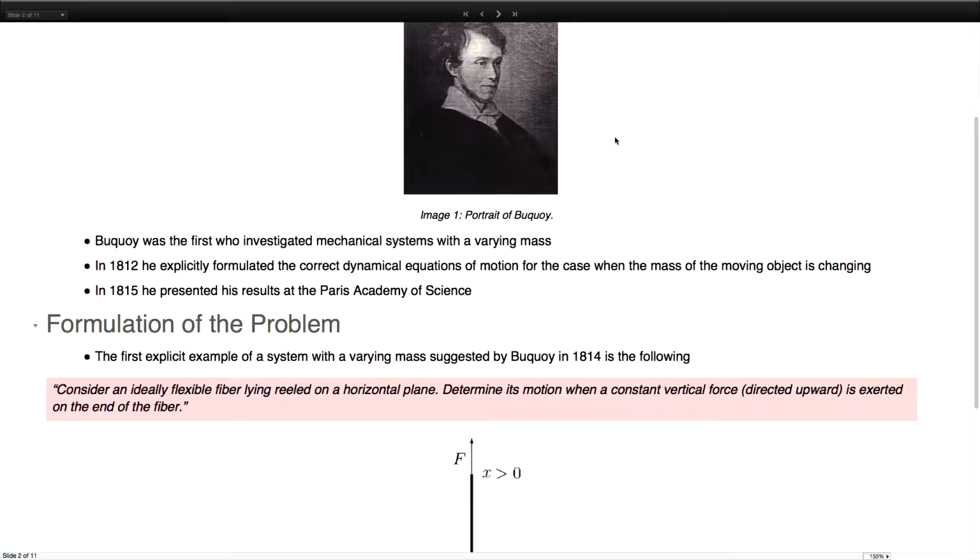So the first explicit example of a system with a varying mass suggested by Buquoy in 1814 is the following. Consider an ideally flexible fiber lying reeled on a horizontal plane. Determine its motion when a constant vertical force is exerted on the end of the fiber.